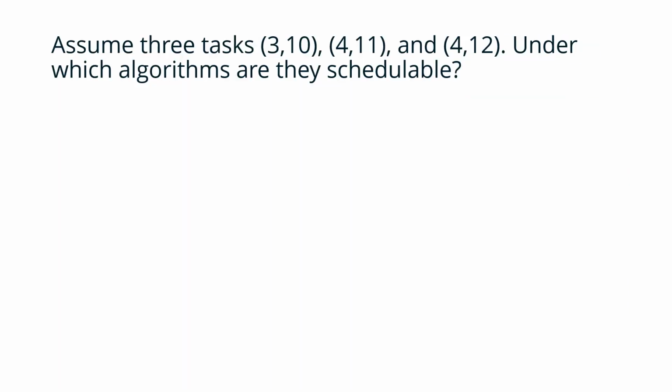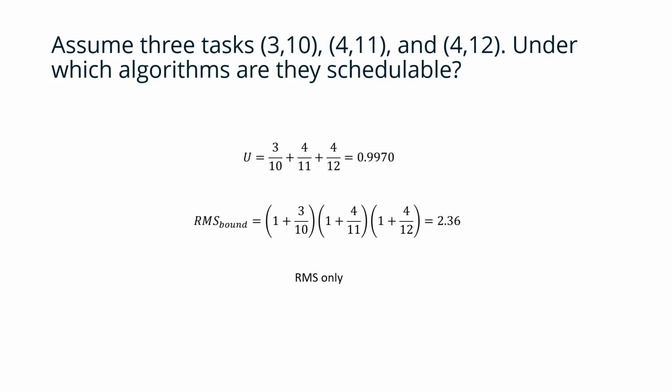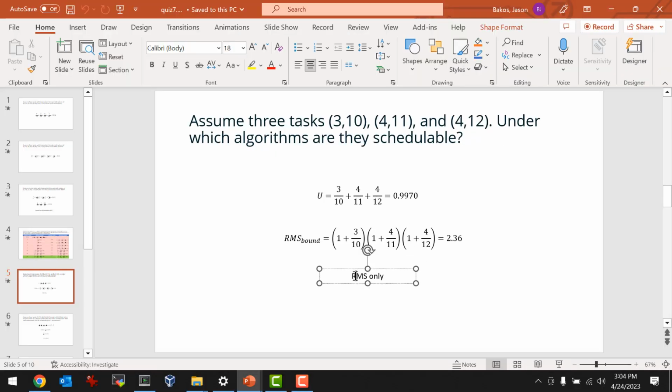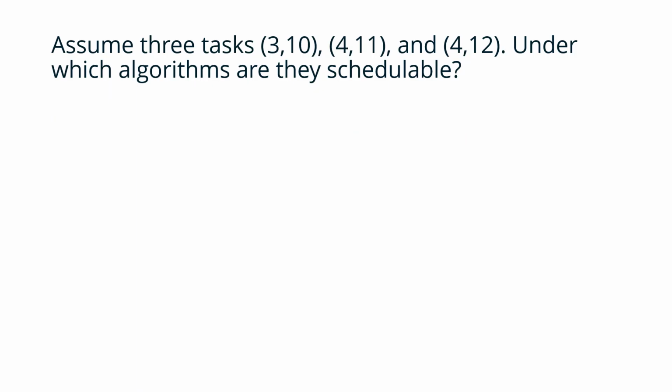Assume 3 tasks. Under which algorithms are they schedulable? Well, the utilization is less than 100%, so EDF would work, earliest deadline first. The RMS bound, unfortunately, doesn't meet the RMS bound, so RMS only? Sorry, that's wrong. EDF only. Sorry, should have said EDF only. Earliest deadline first will work.